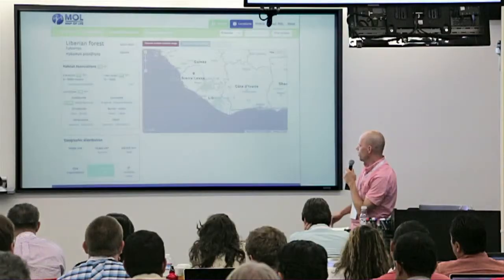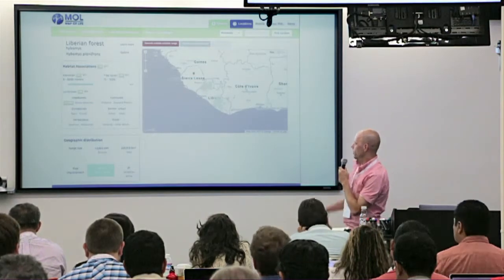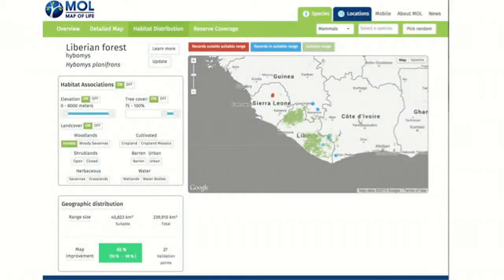And this is occurrences after, I think, 1990. The blue ones are ones that fall within the suitable habitat, and the red ones are the ones that fall outside of it. From that, we can calculate the area that is suitable and the number of points that fall in and out, and come up with a map improvement score, which Walter could explain to you, at 65% improved. I'm not 100% confident on what that really means, to be honest with you.